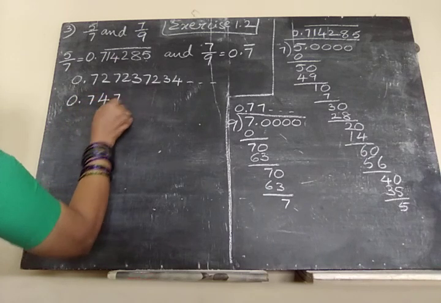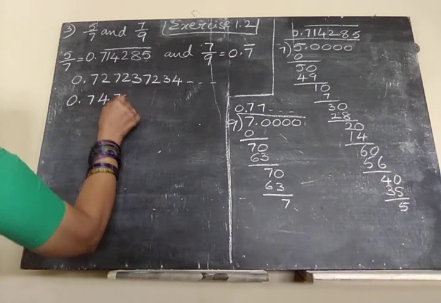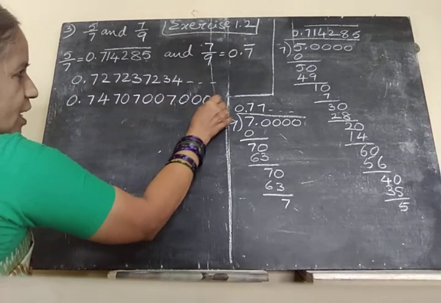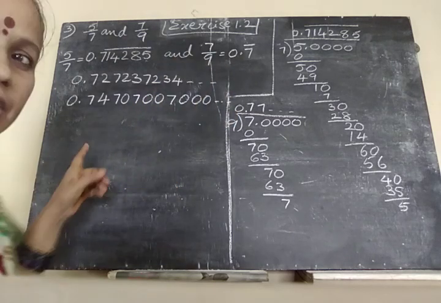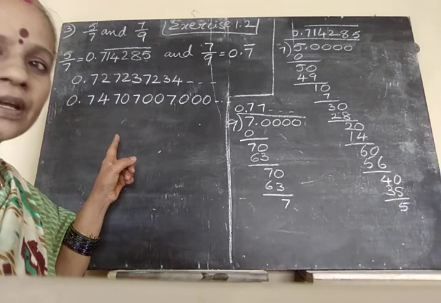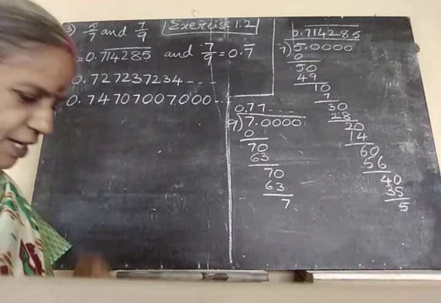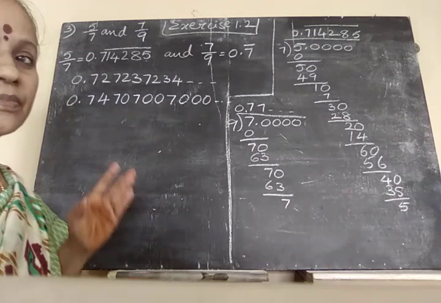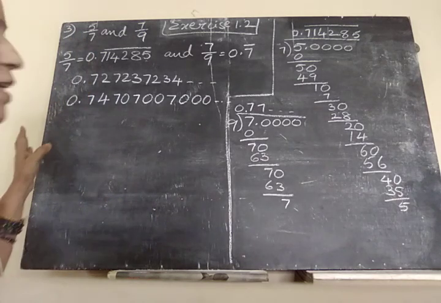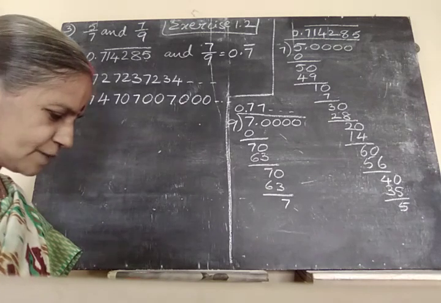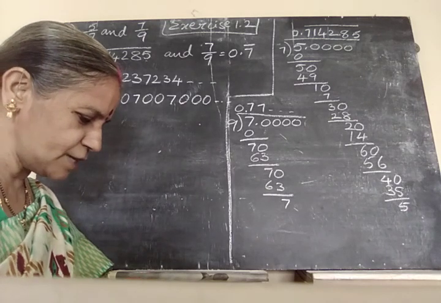0.74, 0.700... Like this, you can write many irrational numbers between 5/7 and 7/9. How many more there may be? So many, infinitely many irrational numbers between these two rational numbers. Okay children. Next, fourth question.